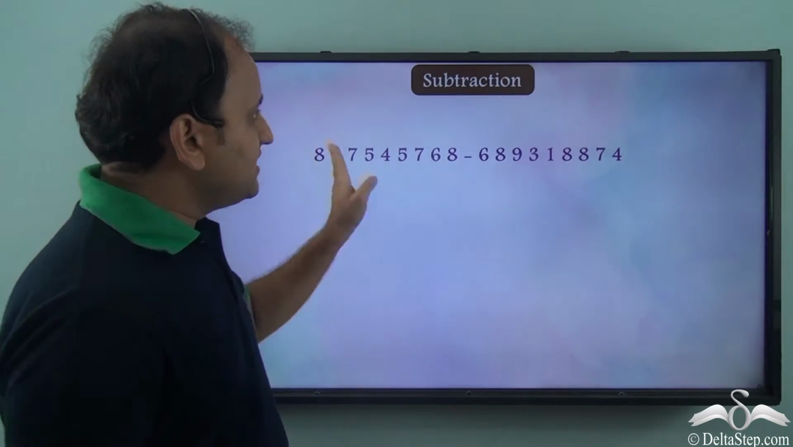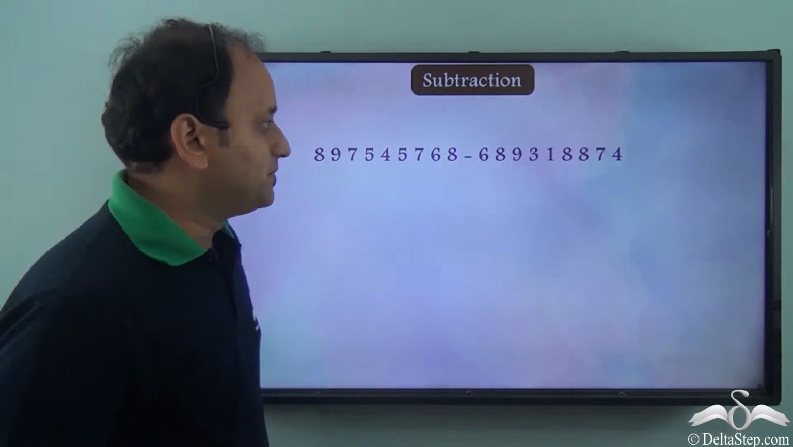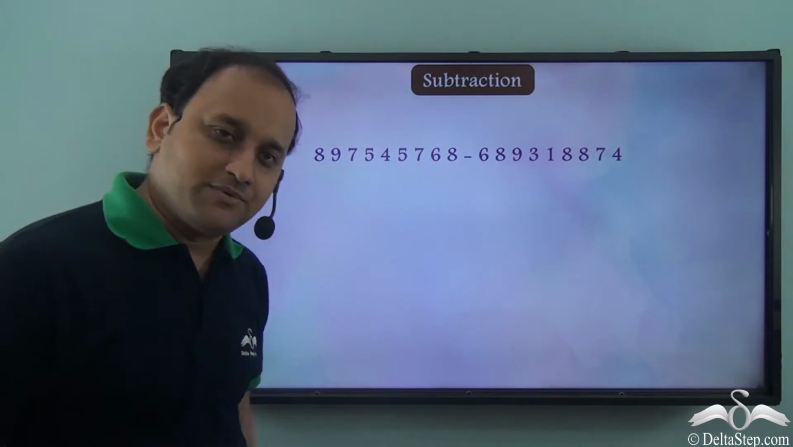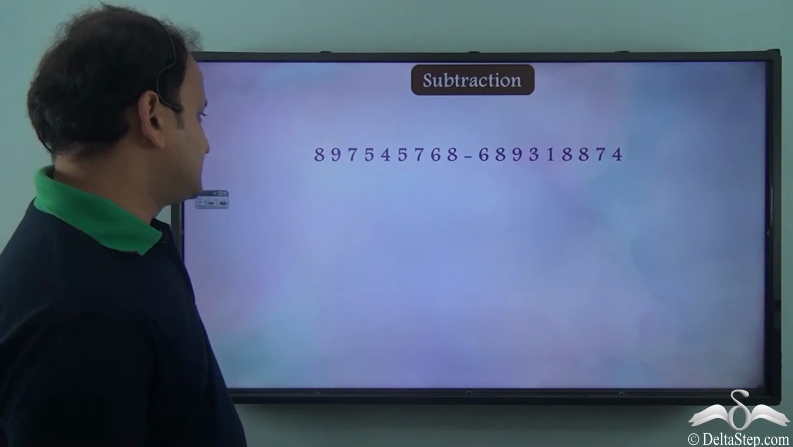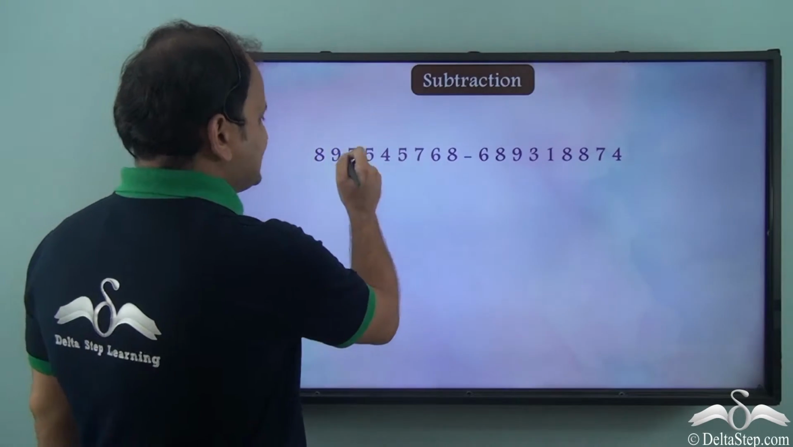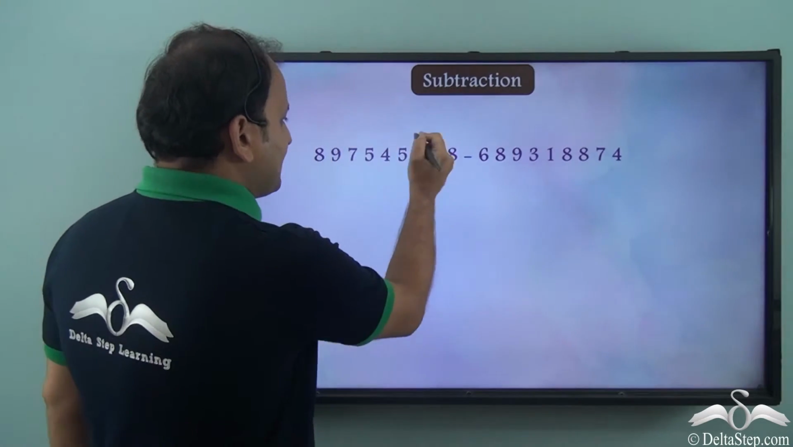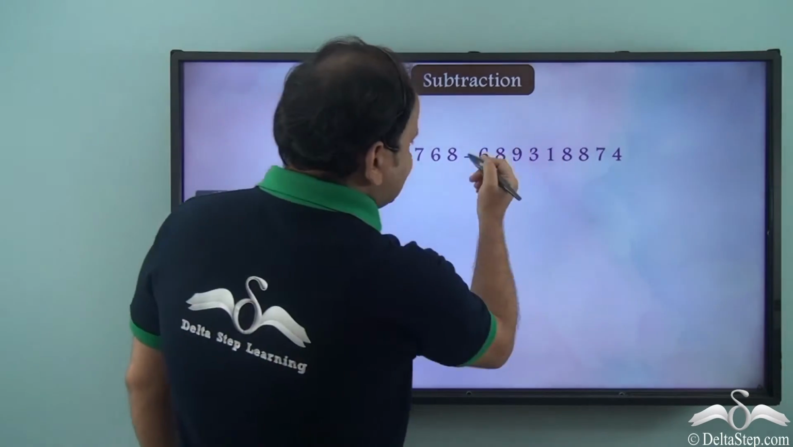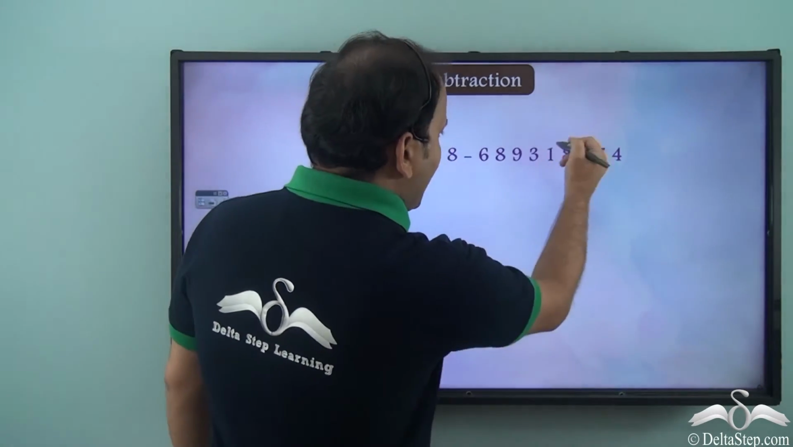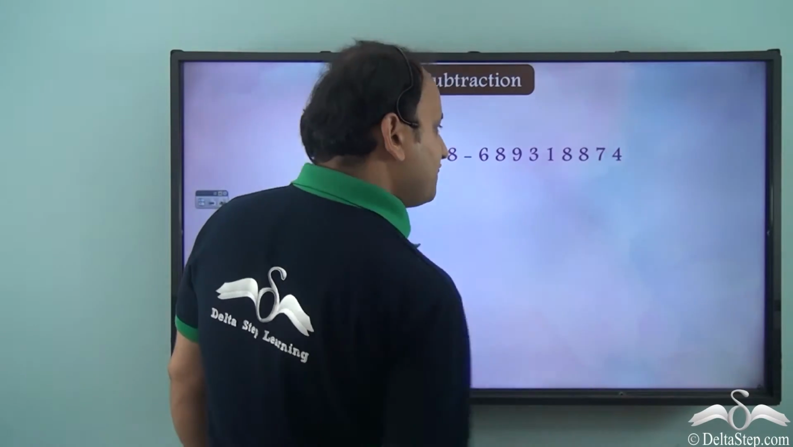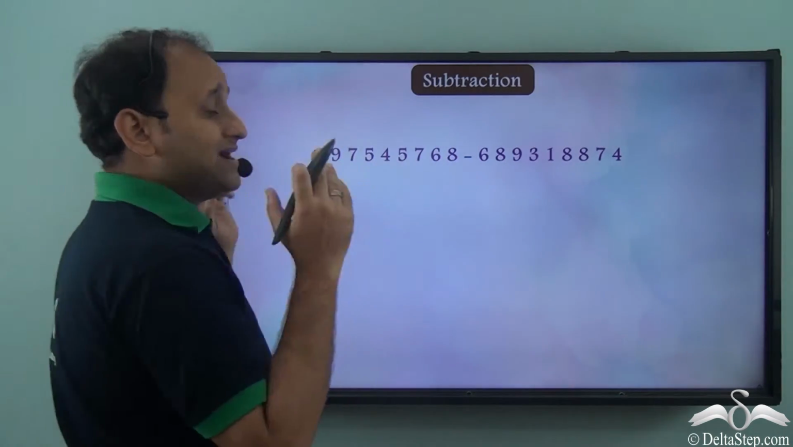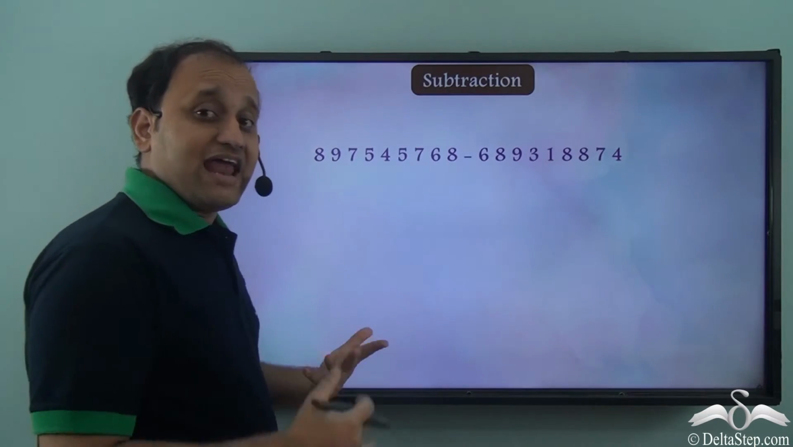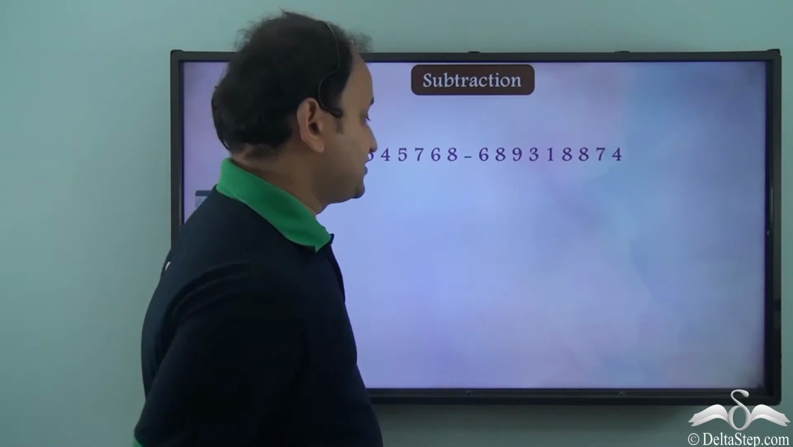Now let's see subtraction of another set of numbers, and these are very large numbers. So what are the numbers? So we have 89754576 8, and here we have 68931887 4. So we have two 9-digit numbers, and we have to perform subtraction.